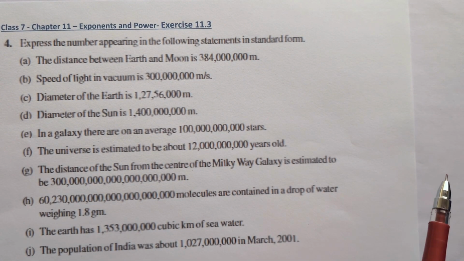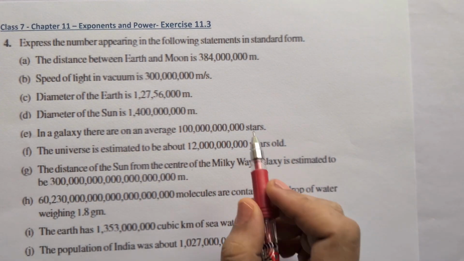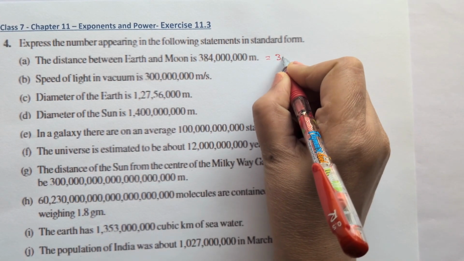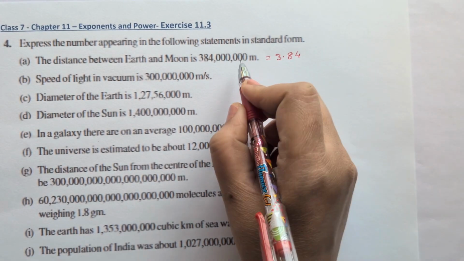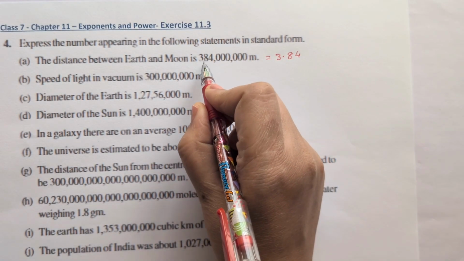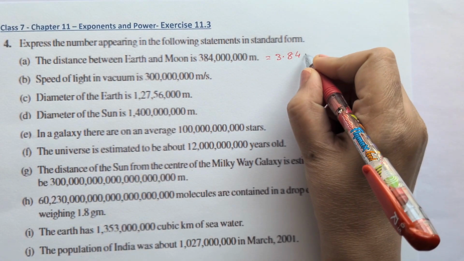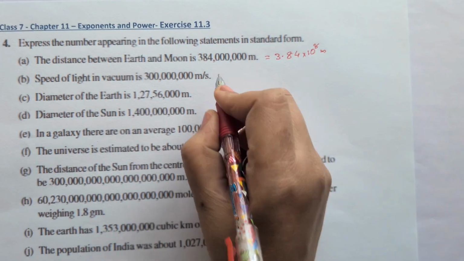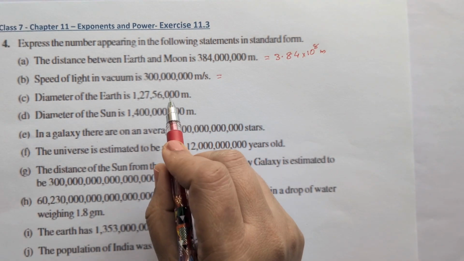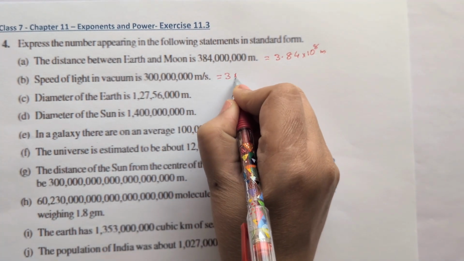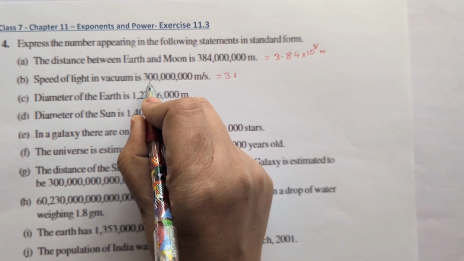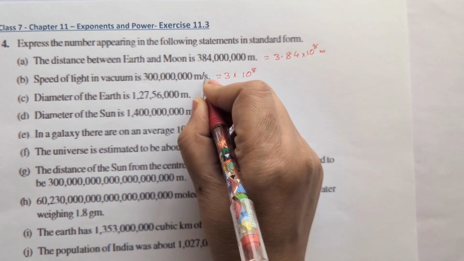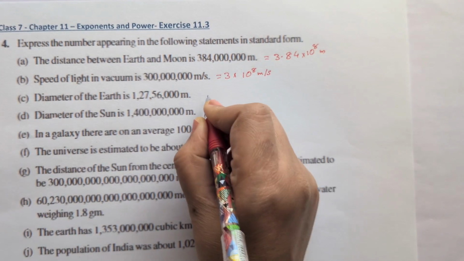Express the number appearing in the following statements in standard form. Here it is given, the distance between Earth and Moon. That we can write 3.84, and look at the number of places, 3, 6, then 8, so 10 raised to 8, and we write the unit also, meter. Next one, speed of light in vacuum, that is given 3, 6 plus 2, 8. So 3 into 10 raised to 8, same unit, meter per second.